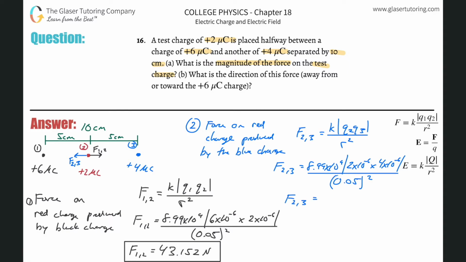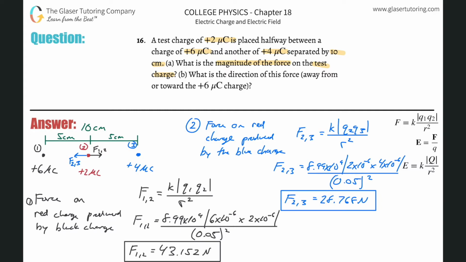All right, so now let's take a look. So 8.99 times 10 to the 9th, right? Multiplied now by 2 times 10 to the minus 6, multiplied by 4 times 10 to the minus 6, and then divide that now by 0.05 squared. So I get a value of about 28.768, and that's in terms of newtons. And this kind of does make sense, right? I mean, if you think about it, this force should be less than the force between 1 and 2 because the charge of the blue one is less, right? So that should hopefully make some sense.